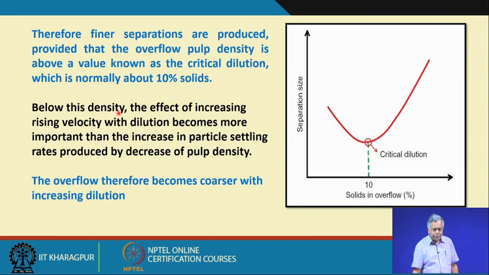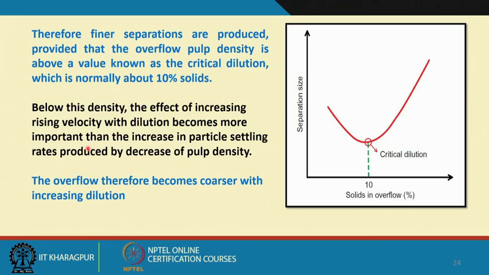Now, below this density, the effect of increasing rising velocity with dilution becomes more important. That is, your relatively coarser particles try to settle at a much faster rate, because if it is too dilute, it is truly a free settling condition, and then the displaced fluid velocity also increases. So, in that case what will happen? The increase in particle settling rates is produced by the decrease of pulp density. So, the overflow therefore becomes coarser with increasing dilution. Maybe some particles which are supposed to settle in a hindered settling condition will now be carried through the overflow.